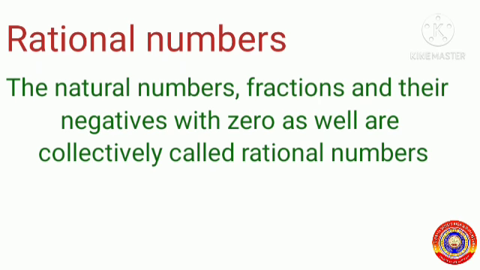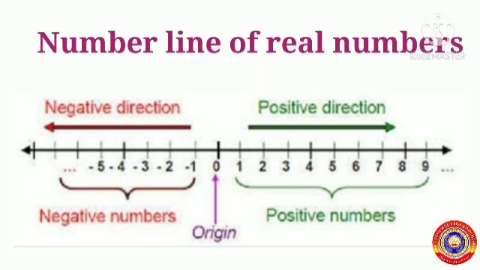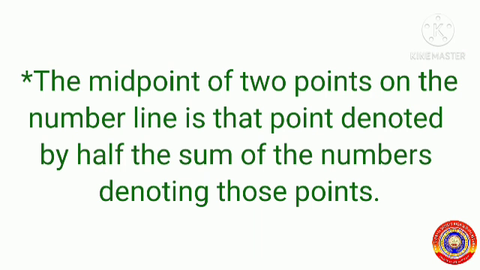But what is an irrational number? Numbers which cannot be expressed as a fraction are called irrational numbers. In this chapter, we deal with the numbers on a number line. The distance between any two points on the number line is the smaller of the numbers denoting them subtracted from the larger. But the midpoint of two points on the number line is that point denoted by half the sum of the numbers denoting those points.